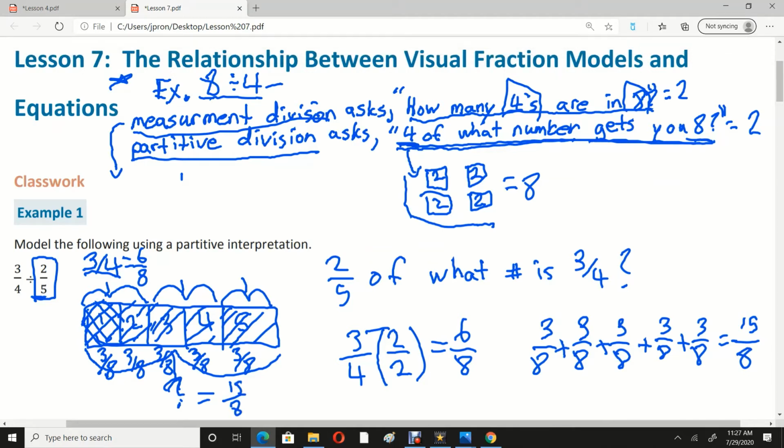And that's a little bit different than the answer that we got using measurement division, right? Because when we used measurement division, we found one whole group with 7/8 remaining. Well, I bet some of y'all already did the math on this, and you know that these two things are actually equivalent. 15/8 is equal to 1 7/8.